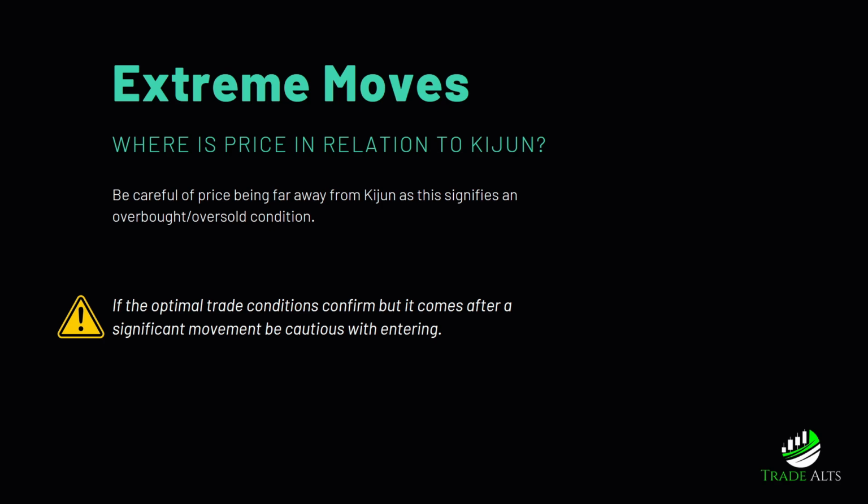So the very important part is if the optimal trade conditions confirm, but it comes after a significant movement, meaning you had a huge move to the upside or a huge move to the downside, you have to be very careful with entering a trade, because a lot of times when that happens, which I will show you examples of here, the move could already have happened. And if you're very far away from Kijun, then that might say, hey, I have all 4 of my trade signals, but we had a 20% move to the upside or downside. At that point, you have to wonder if you're chasing that trade.